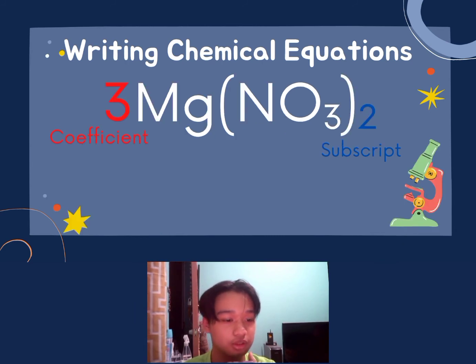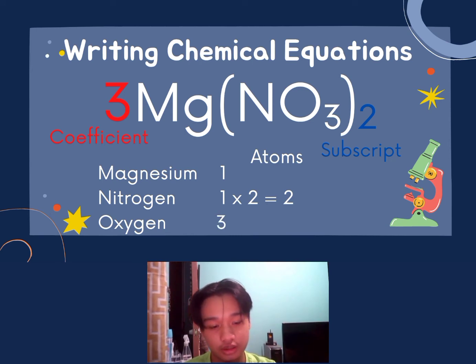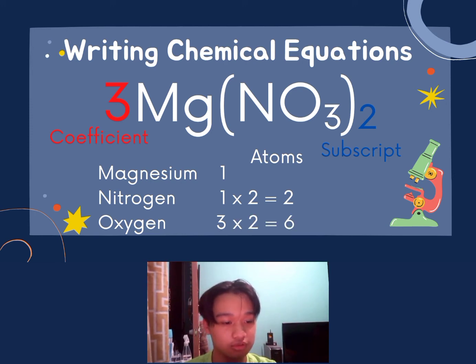Another example is magnesium nitrate. We have 3 elements here: magnesium, nitrogen, and oxygen. Let's first focus on the subscript. The subscript of magnesium is 1, nitrogen is 1, but it's inside a parenthesis, and there is a 2 outside. So we need to multiply it. Nitrogen is 1 times 2 equals 2, and then oxygen is 3, and we multiply it also by 2, so that's 3 times 2 equals 6.